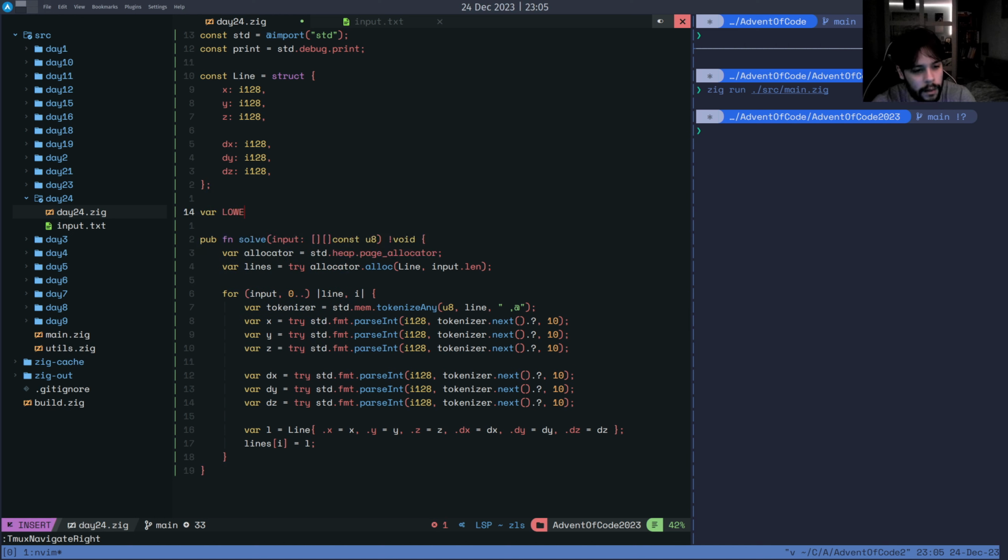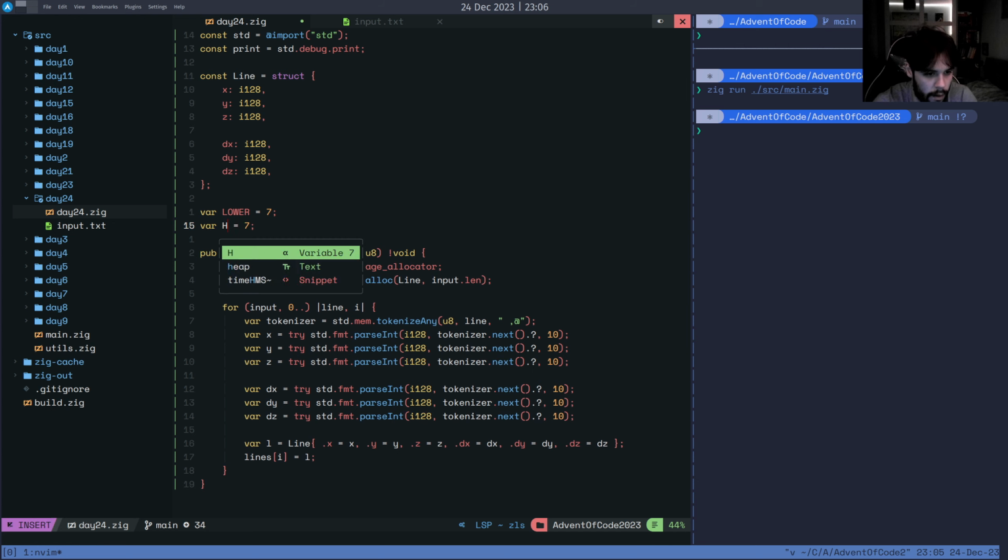The lower equals 7, higher equals 18 to 7.